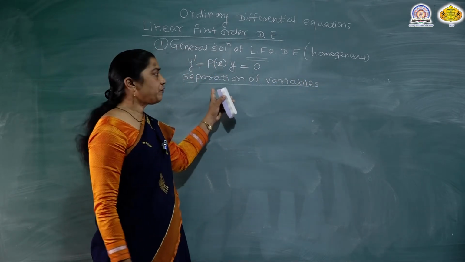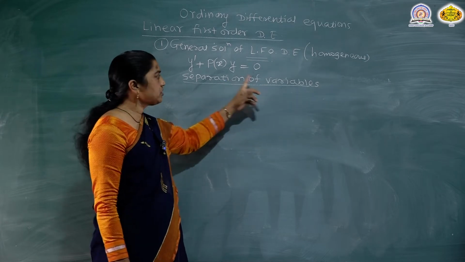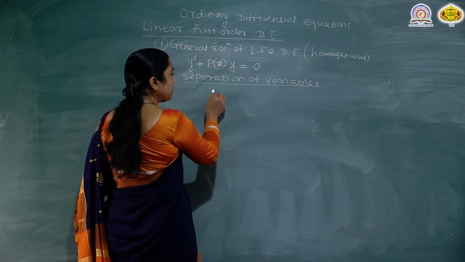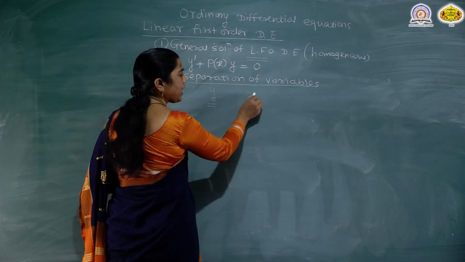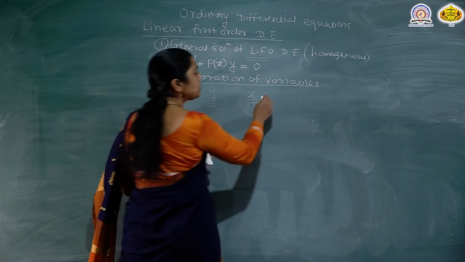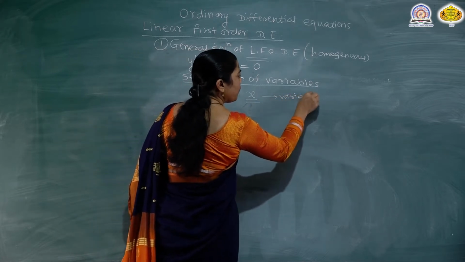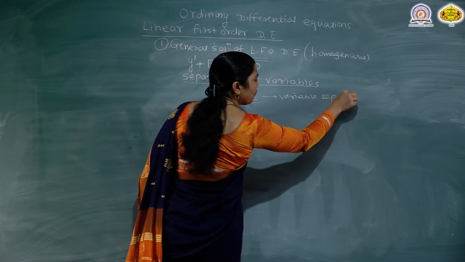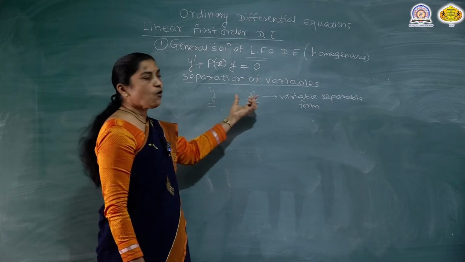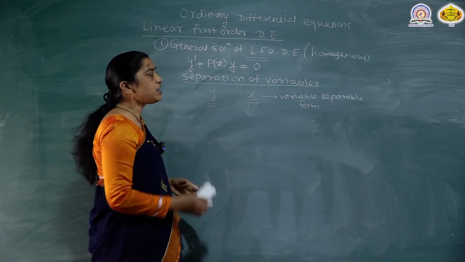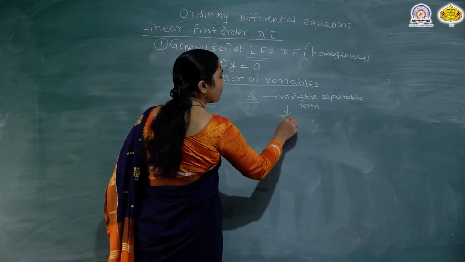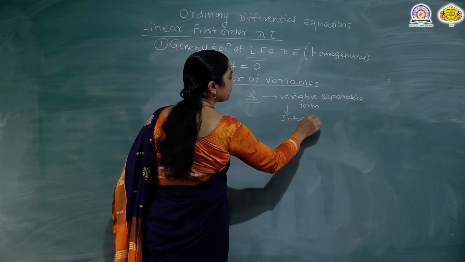What is this separation of variables method? As the name suggests, the variables are separated. That means all y terms are on one side and all x terms are taken on the other side, and then we get a variable separable form. Variable separable form means the variables are separated, so all y terms on one side and all x terms on the other side. Integrating this variable separable form, we get the general solution.